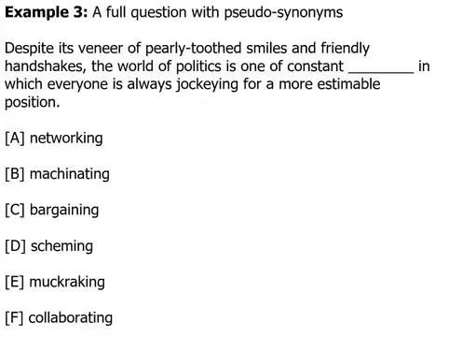So, machinating and scheming, well, these are synonymous with each other. They both mean making these sort of careful, possibly secret plans to better your position. In other words, to jockey for a more estimable position. So what are the false ones?